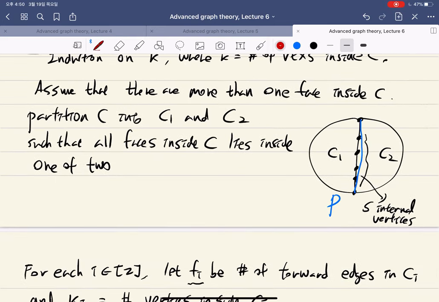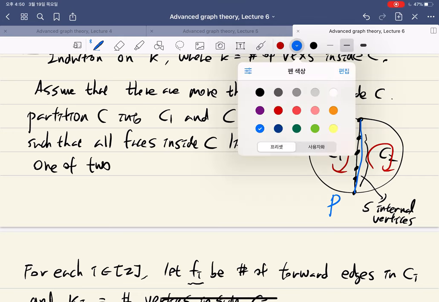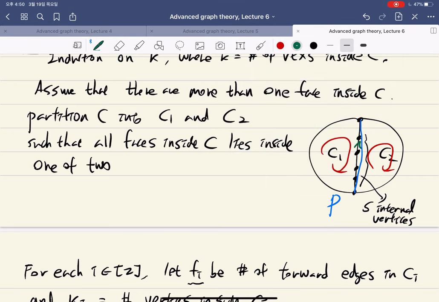Then in this clockwise orientation, and in this clockwise orientation, no matter how these edges are oriented, it's counted as a forward edge for one, but for the other one, it's not counted as a forward edge. So they are counted as a forward edge for exactly one of C1 and C2.